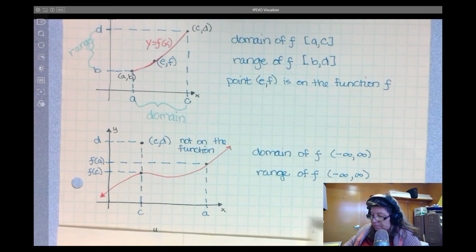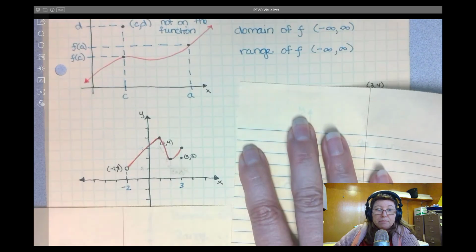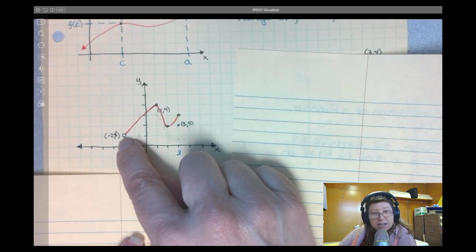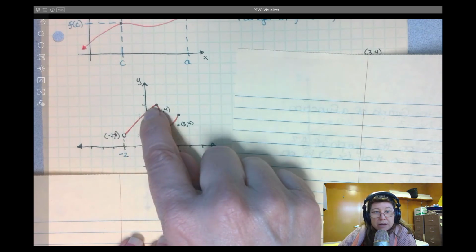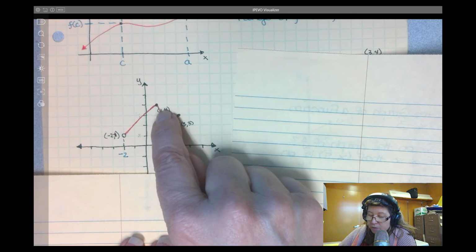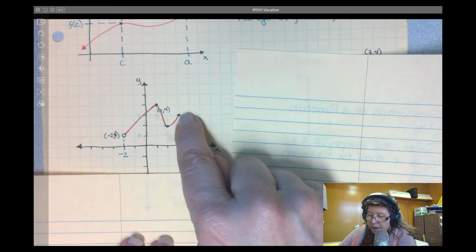Okay, now let me scooch this up some. Let's look at another graph. I have this graph where it starts at an open dot, so it starts at (-2, 1), goes up to (1, 4), goes down to (2, 2), and then back up to (3, 3).